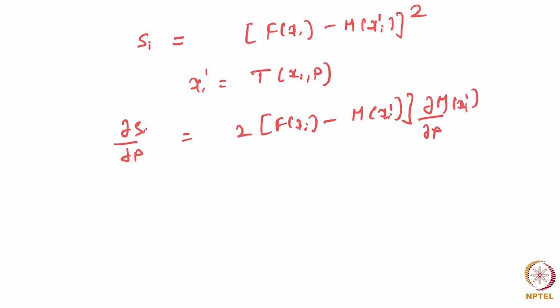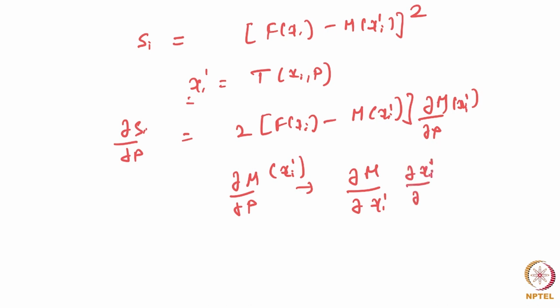So this is the formula. Now if we look at the delta m by delta p, this xi prime, we can rewrite this using chain rule as delta m by delta xi prime, plus xi prime is a function of p, right, because we have seen this here, times delta xi prime by delta p.